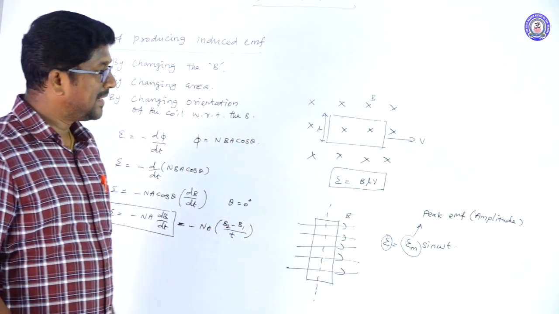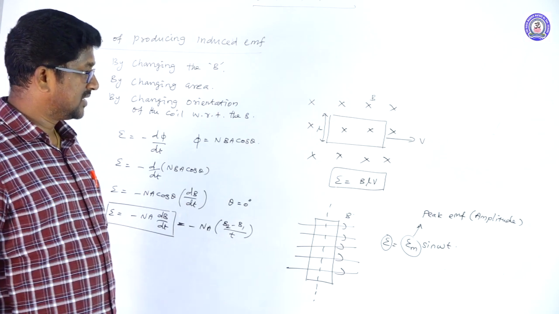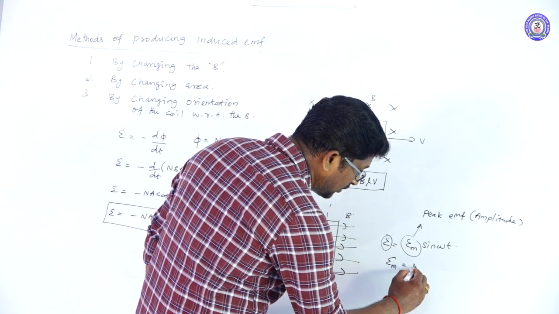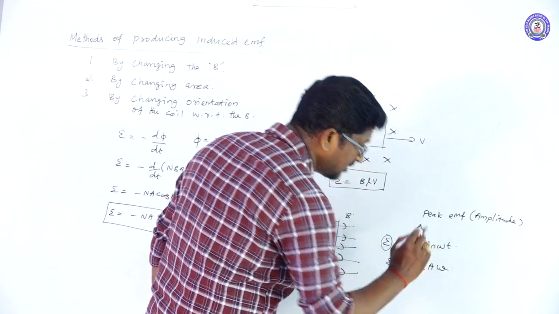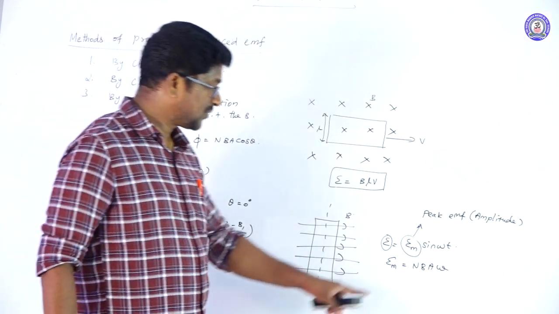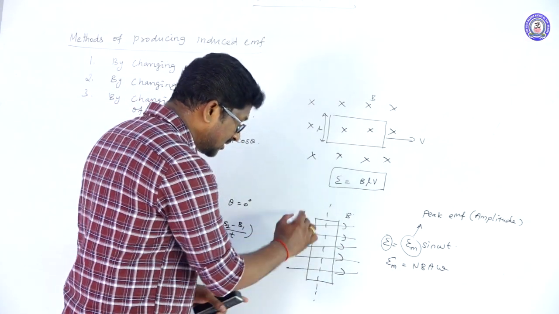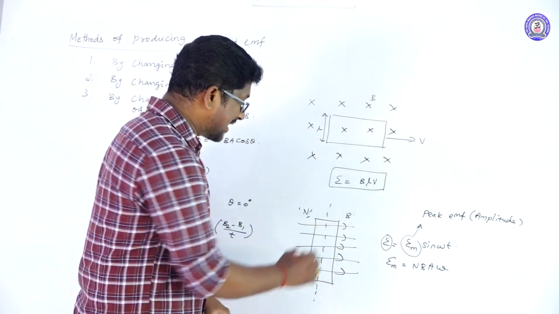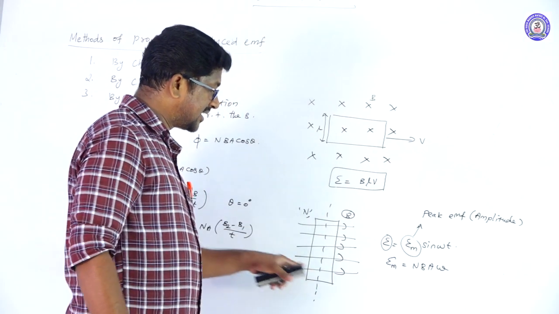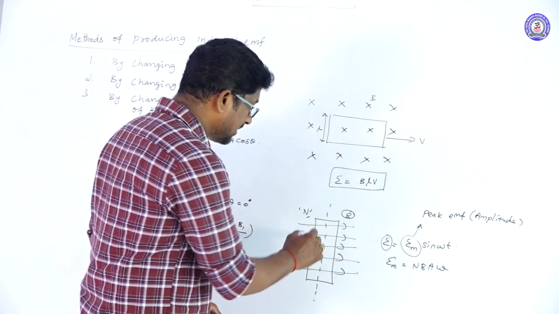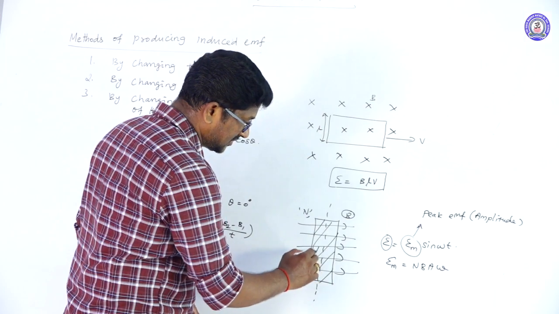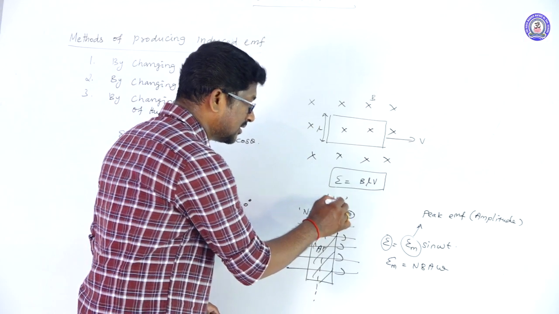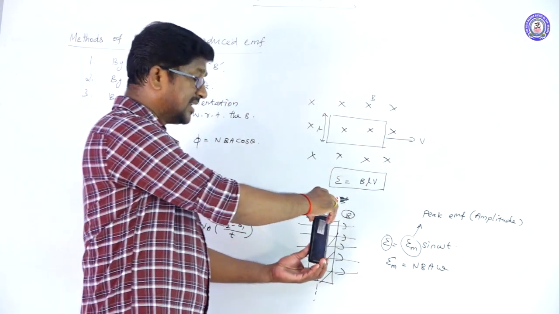Maximum EMF, or peak EMF, or amplitude of EMF, is denoted by E suffix m, and it is given by Em is equal to NBA into omega. N is the total number of turns in the rectangular coil. B is the magnetic field or magnetic induction in which the rectangular coil is rotated. A is the area of the rectangular coil. And omega is the angular velocity of the rectangular coil, because the coil is rotated.